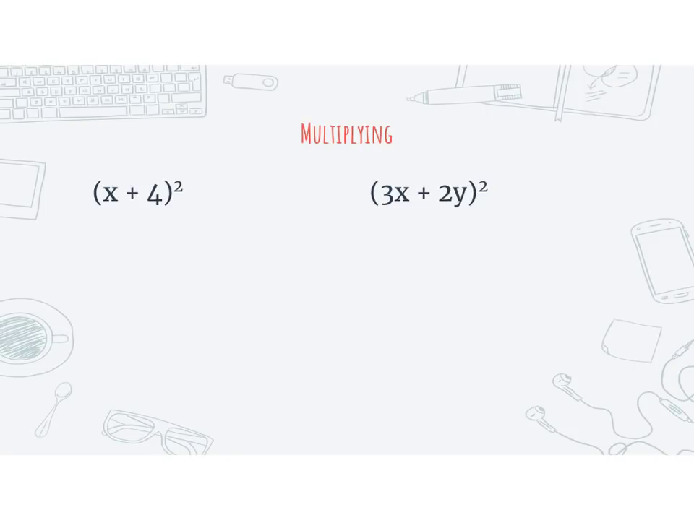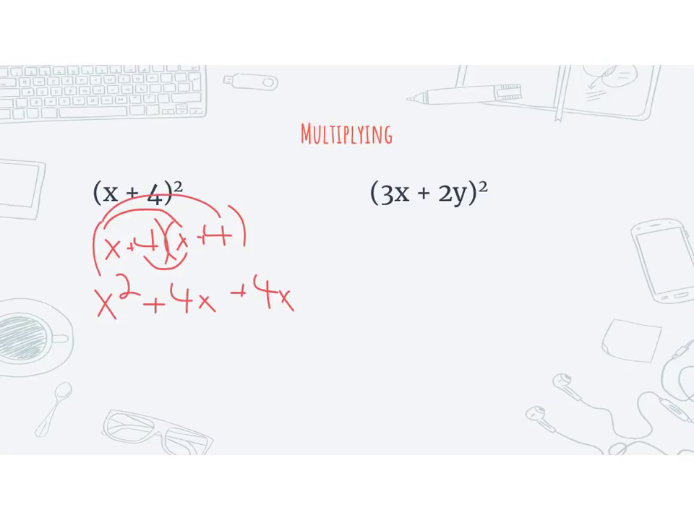Hey, so a couple others here I'll work through in multiplying. So we have x plus 4 squared, and I'm going to rewrite that out as x plus 4 times x plus 4. And then just as we did before, I'm going to distribute, so x times x is x squared. X times 4 is 4x. 4 times x is 4x, and 4 times 4 is 16.